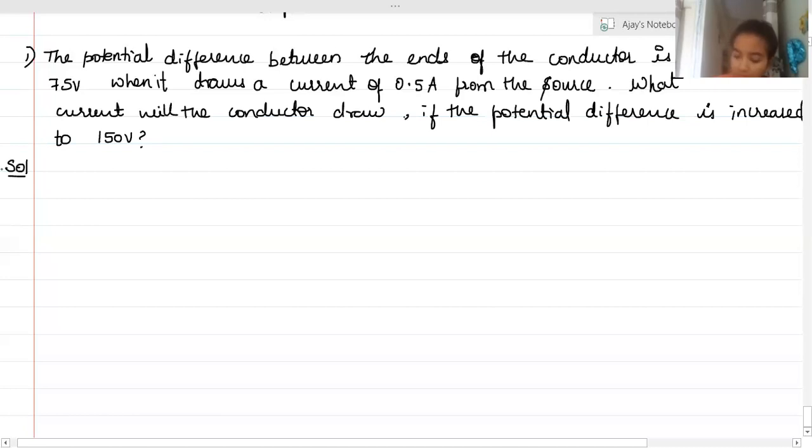The potential difference between the ends of the conductor is 75 when it draws a current of 0.5 ampere from the source. What current will the conductor draw if the potential difference is increased to 150?